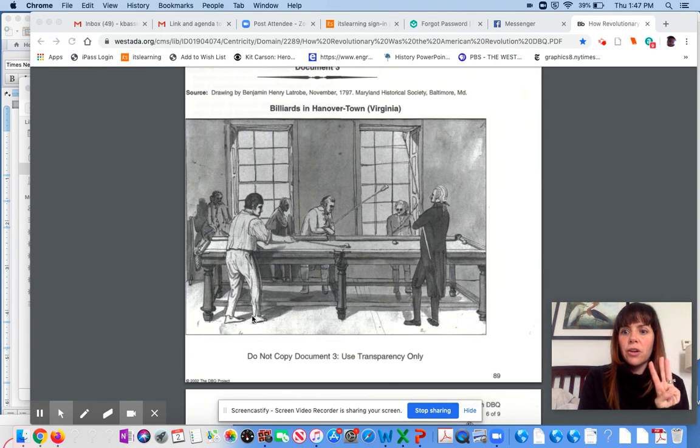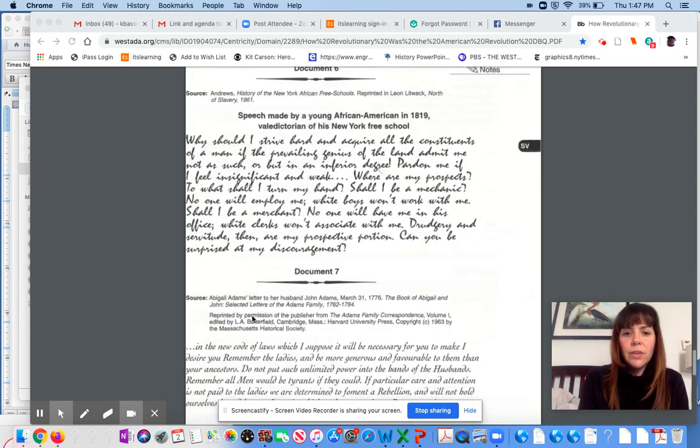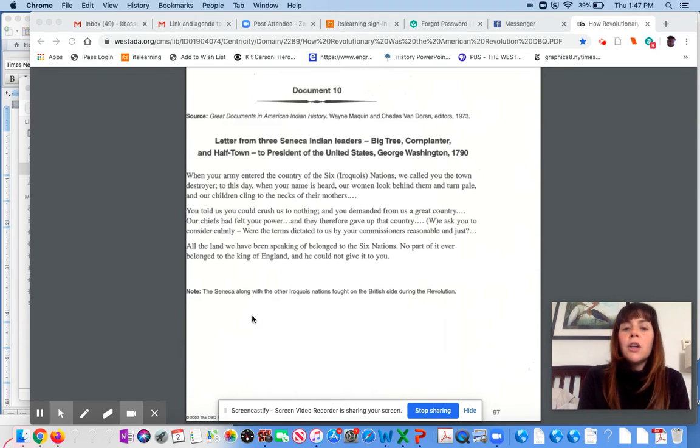All right, the last picture, it's not a picture, it's a message from Indians after the war. So we're going to look at our third source together. We're going to scroll through these because I'm not going to have you look at all of them. This is a letter from Indian leaders to the president, George Washington, in 1790. In the letter, they say, "You told us you could crush us to nothing, and you demanded from us a great country. Our chiefs had felt your power, and they therefore gave up that country. We ask you to consider calmly, were the terms dictated to us by your commissioners reasonable and just?"